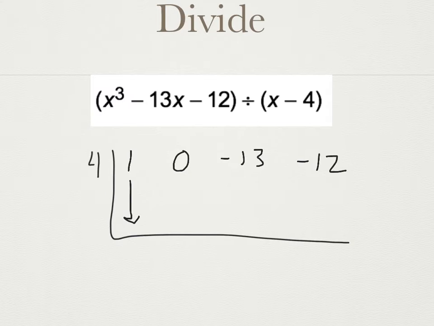Now we drop our 1 down and put it on the outside, and we multiply the numbers on the outside, so we have 4 times 1, which is 4. And then we add the numbers on the inside of the box, so we have 0 plus 4. 4. And then we multiply 4 times 4. 16. And we add the numbers on the inside of the box. So we have negative 13 plus 16.